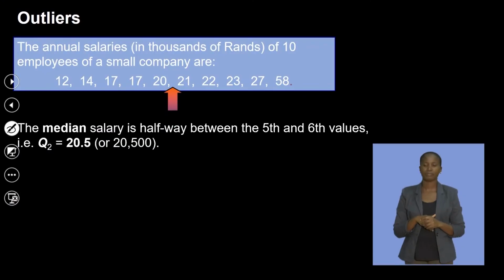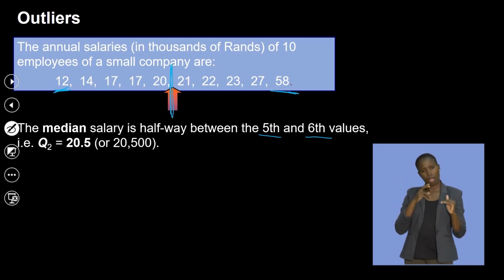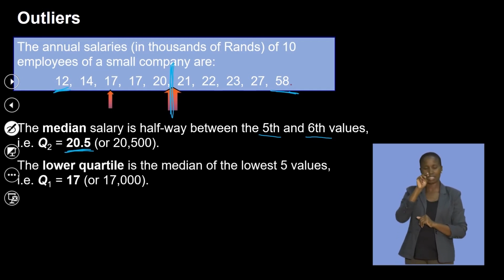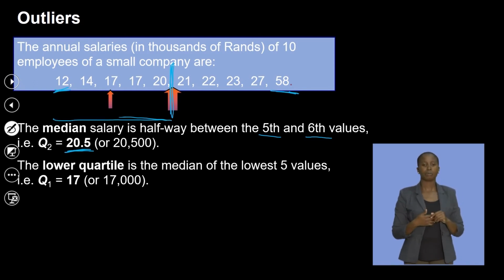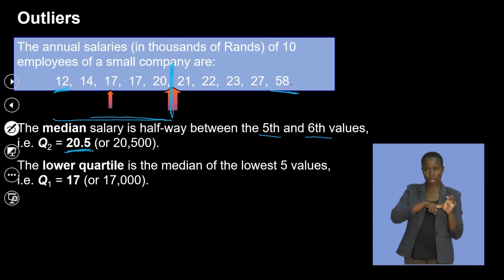So the median salary is halfway between the 5th and the 6th. So that's the median because we arrange the data from the smallest to the highest. So the middle is there. So how do we define the median? It's 20 plus 21 divided by 2, which is 20.5. Are we together? That's the median. Then we can find the lower quartile. The lower quartile, which is the median from there to there. The middle, which is 17.